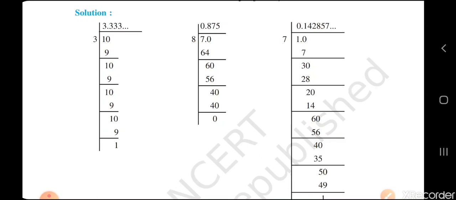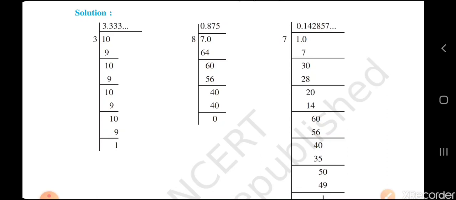The remainder becomes 0 after a finite number of stages, or in 10 upon 3 and 1 upon 7, the remainders start repeating themselves.